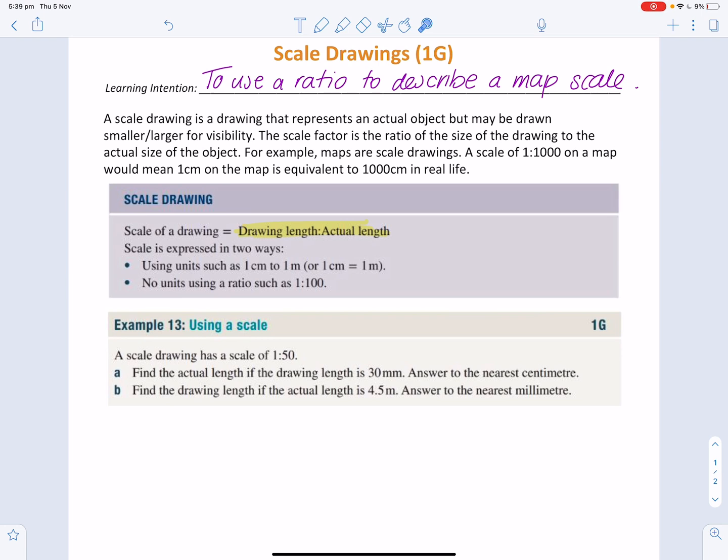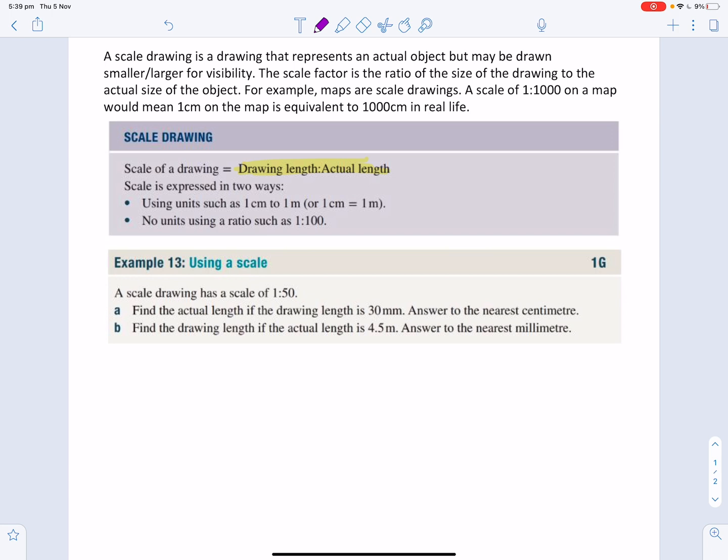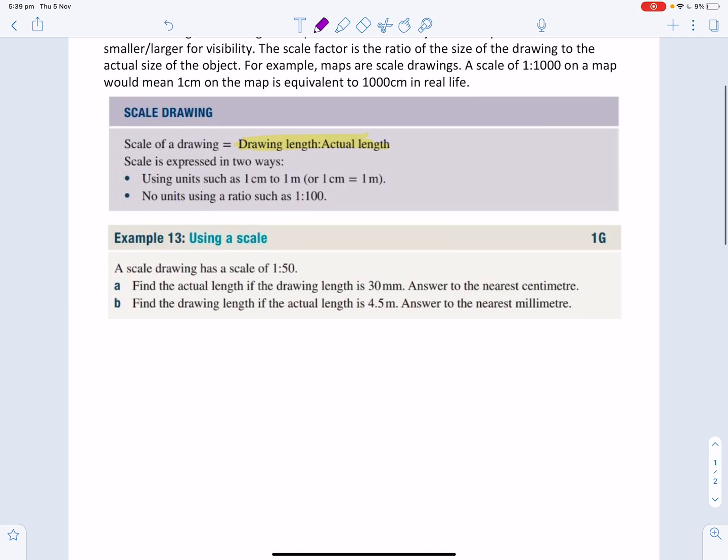Depending on what type of drawing it is, different ways would become more appropriate. But you obviously need to be familiar with both because you don't know what you may get in a question or what you might have to work with. Alright, having a look at example 13. It says a scale drawing has a scale of 1 to 50. Find the actual length if the drawing length is 30 millimeters. Answer to the nearest centimeter.